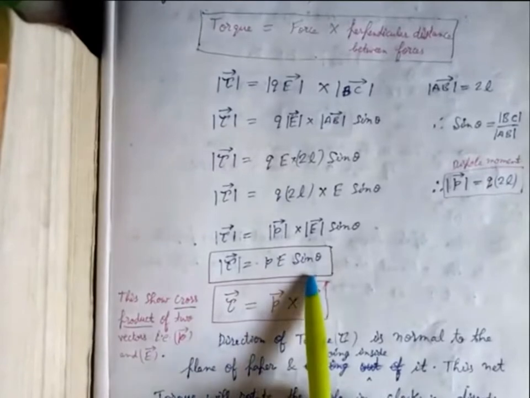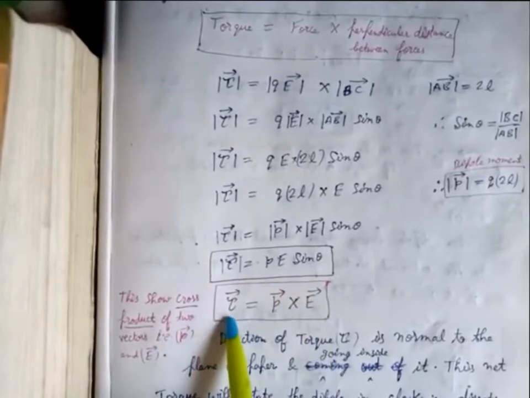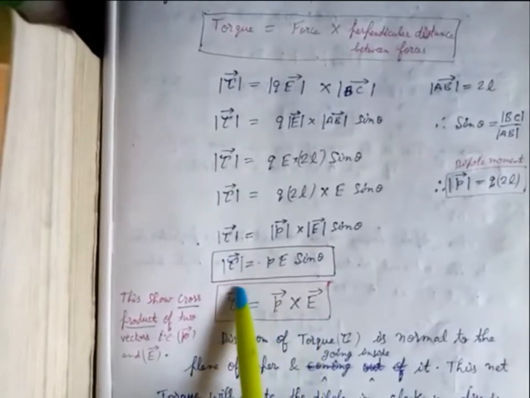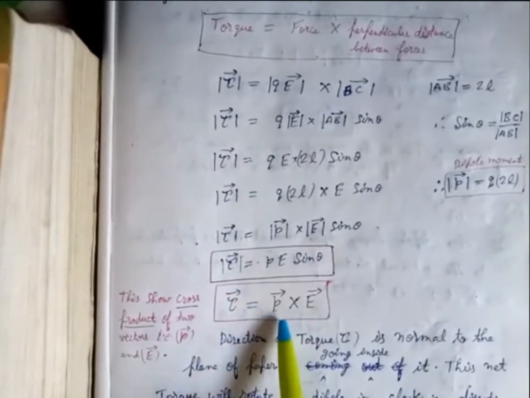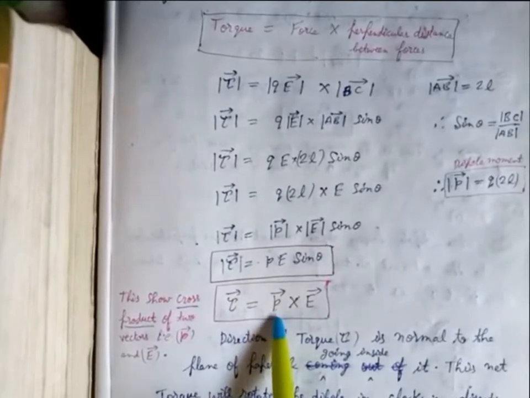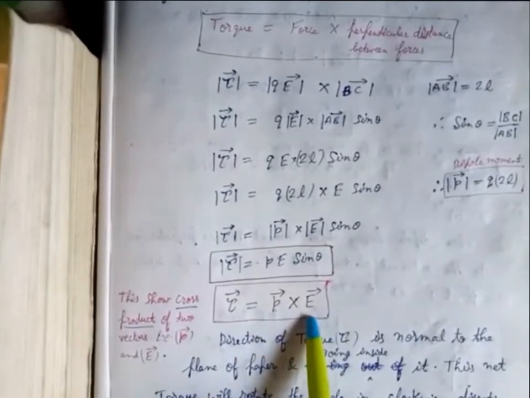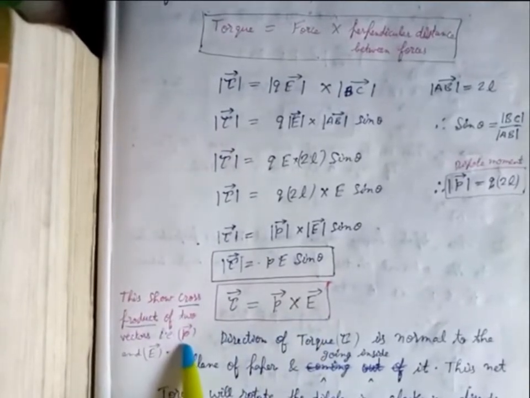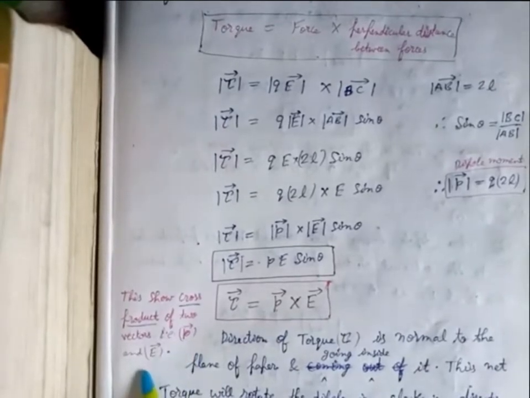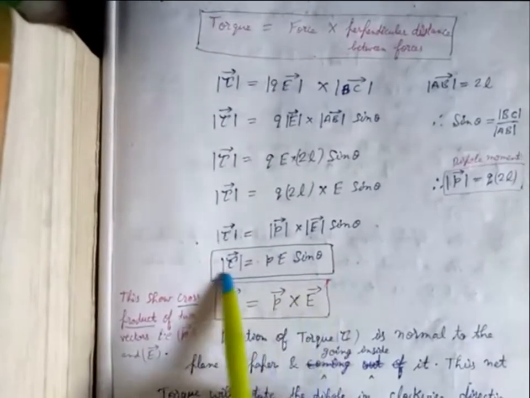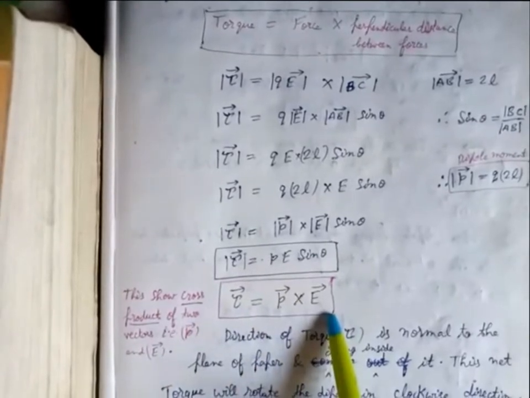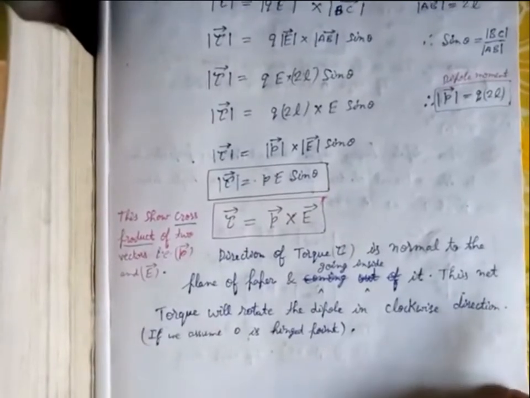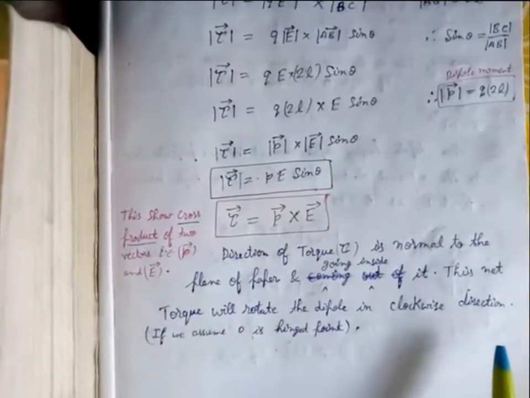We know that if a vector comes in terms of the sine of its angle, then the resultant vector will be a cross product of the two vectors. So here the torque vector is the cross product of the dipole moment vector and the electric field vector. This shows the cross product of the two vectors, dipole moment and electric field, and it is the mathematical expression of the torque produced in an electric dipole when it is kept in a uniform external electric field.